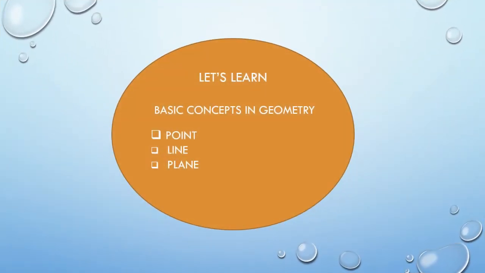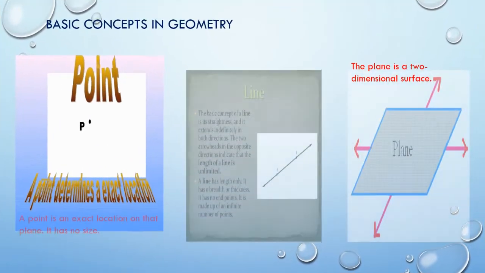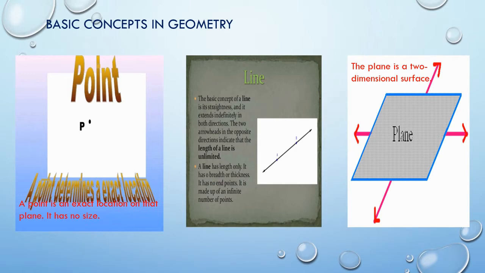Let's learn basic concepts in geometry, that is point, line and plane. Students, we do not define numbers. Similarly, we do not define a point, line and plane also. These are some basic concepts in geometry. Lines and planes are sets of points. A point is an exact location on a plane. It has no size.